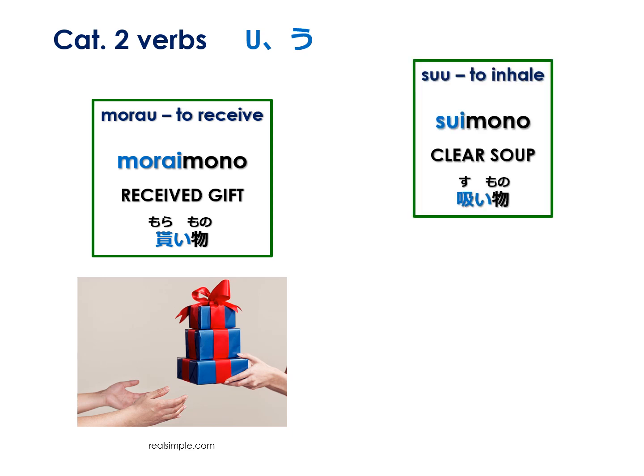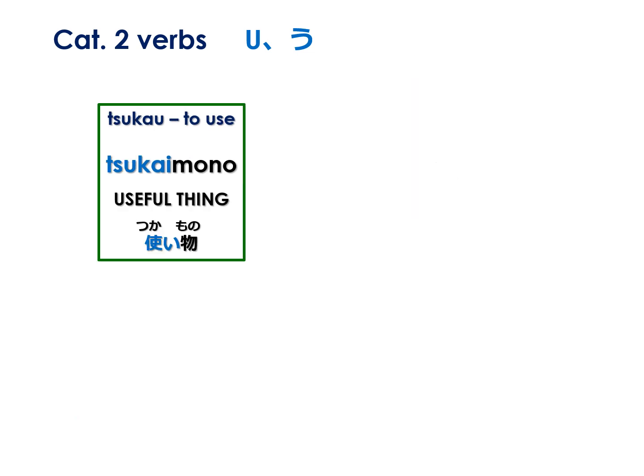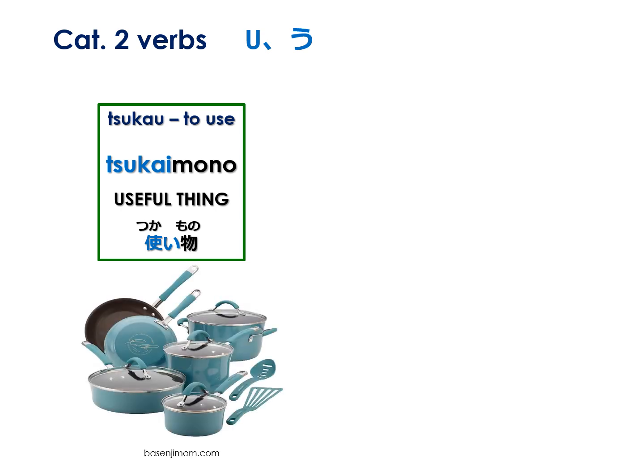Su means to suck or inhale, and suimono is a thin, clear soup, such as this that you see here. This is in contrast to miso soup, which is cloudy. Tsukau means to use, and tsukaimono means a thing that is useful. I think a cookware set is a good tsukaimono, especially when you first move to an apartment. Tsukaimono can also mean a present or gift.